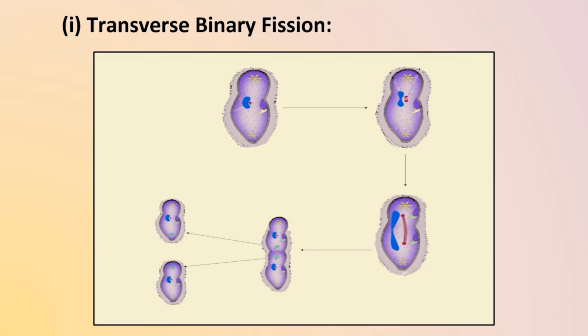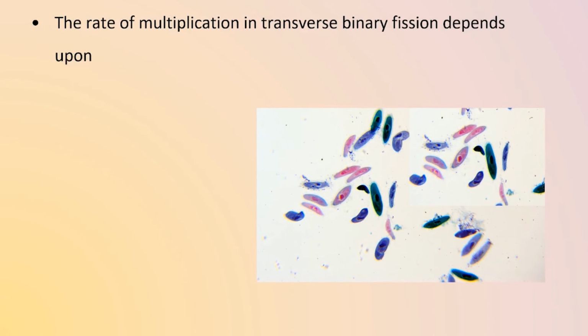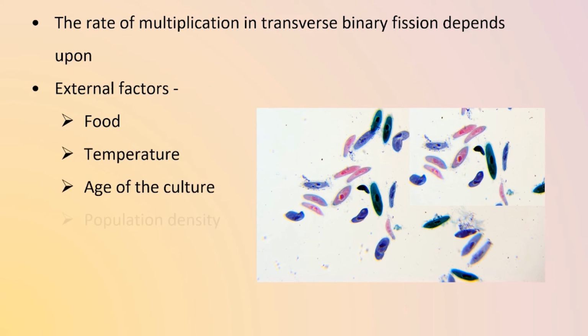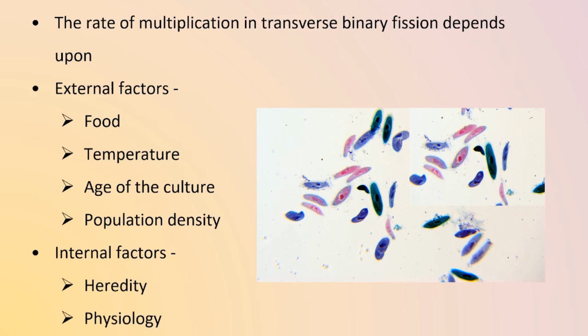In the meantime, a constriction furrow appears near the middle of the body and deepens until the cytoplasm is completely divided. The resulting two daughter paramecia are of equal size, each containing a set of cell organelles. Of the two daughter paramecia produced, the anterior one is called the proter and the posterior one is called the opisthe. The rate of multiplication depends upon external conditions such as food, temperature, age of the culture, and population density, and the internal factors are heredity and physiology.